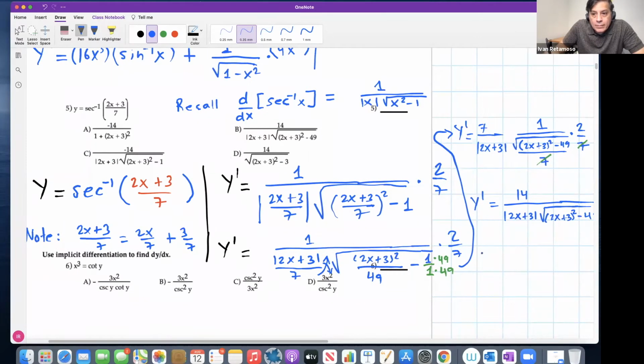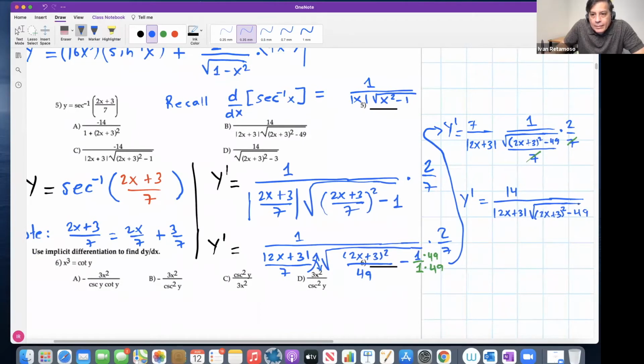So much algebra, Professor. Yes, I agree, guys, but it's just the way these formulas have to be simplified. Then you look through number 5, and you will find it there: 14 over the absolute value of 2x plus 3 and the radical. Keep this in factored form. Do not expand. It will appear there like that.